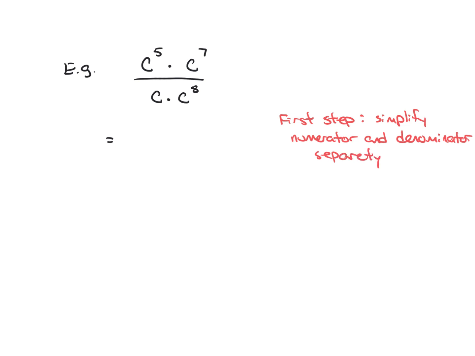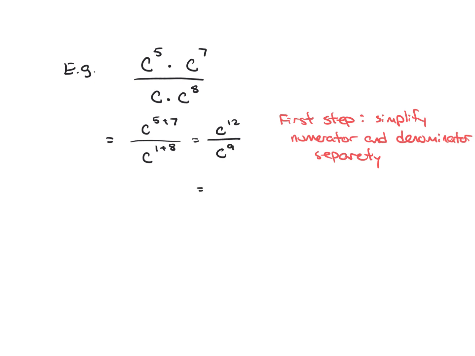Okay, so the numerator, c to the 5 times c to the 7. They have the same base of c, so I can add the exponents, 5 plus 7. And then the denominator, c times c to the 8, they have the same base. Did I say base on the numerator? I should have said base. They have the same base of c, so I can add the exponents, 1 plus 8. So that gives me c to the exponent of 12 on the top, c to the exponent of 9 on the bottom.